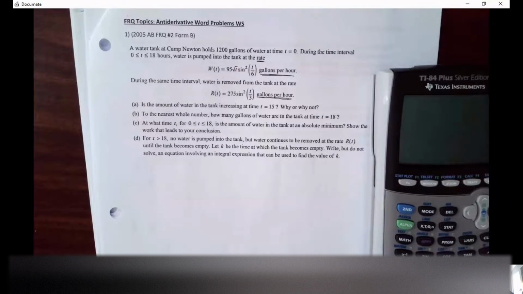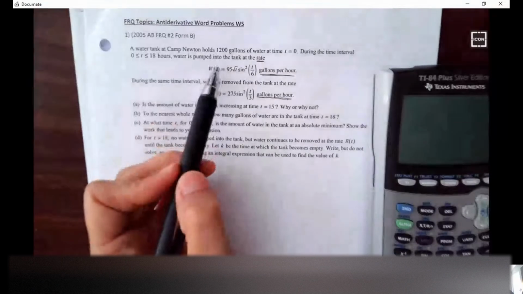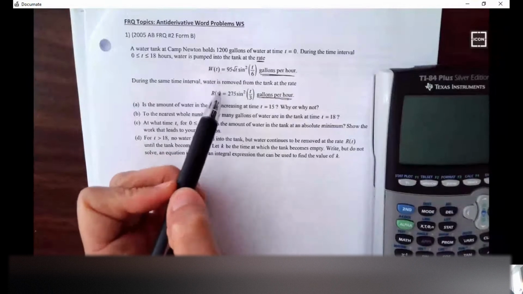So part A says, is the amount of water in the tank increasing at time t equals 15? So what we're going to do is evaluate W of 15 and R of 15 and see which one has the higher rate.